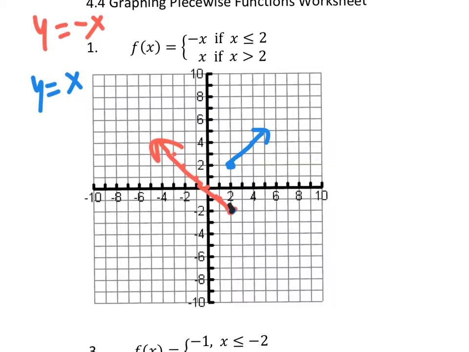Wait a minute. Where did I mess up? That should be an open dot, not a closed dot. And of course, I can't erase that anymore. I'm sorry. I put an open dot right there in black. And that's your piecewise function graphed.